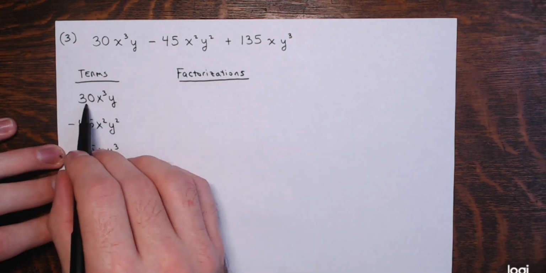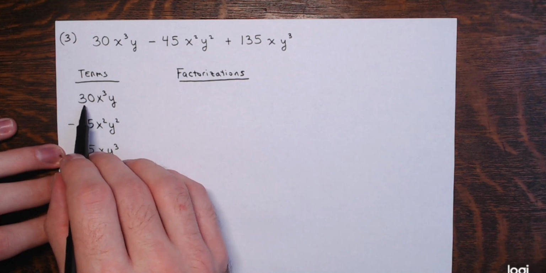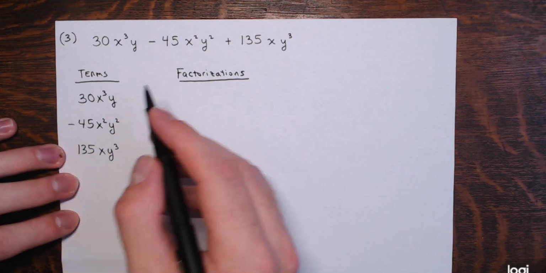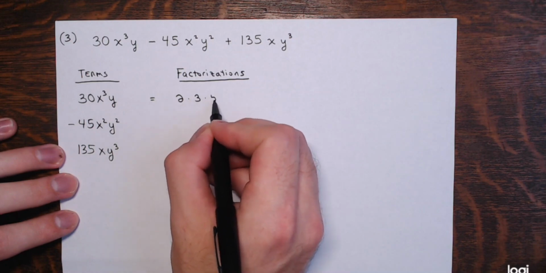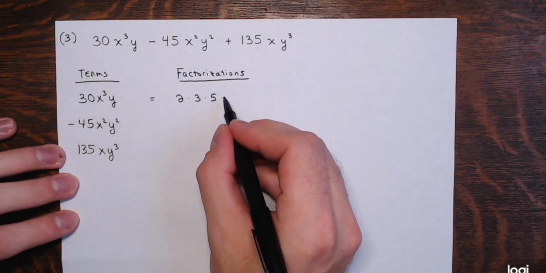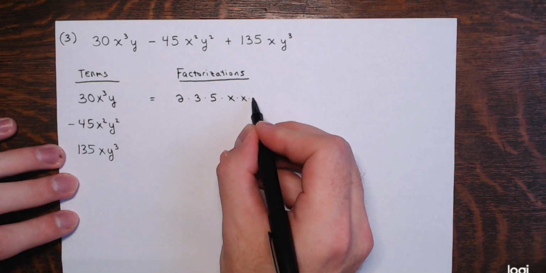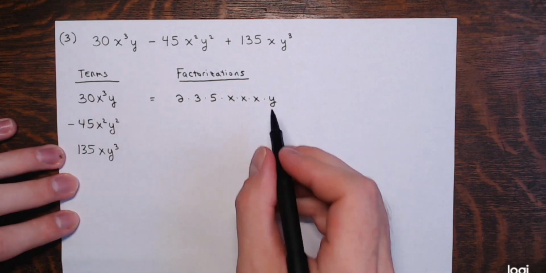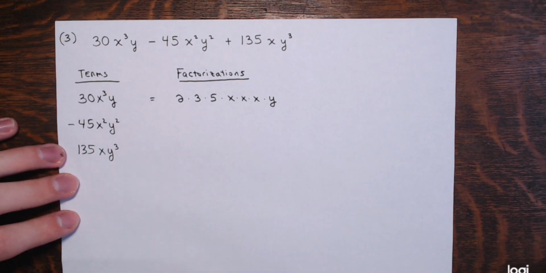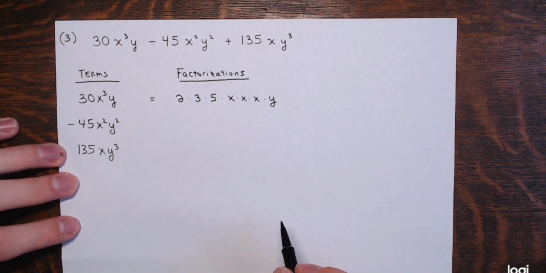All right, so 30 is 6 times 5, 2 times 3 times 5. Right, so this is 2 times 3 times 5. And then x cubed is x times x times x. And y is just y. Right, there's the complete factorization of the first term.